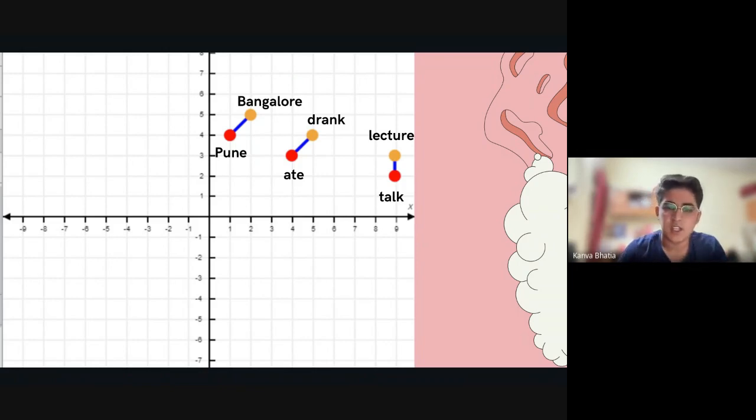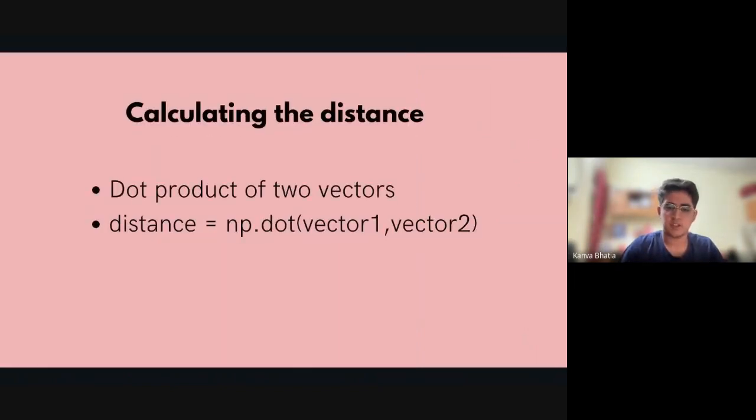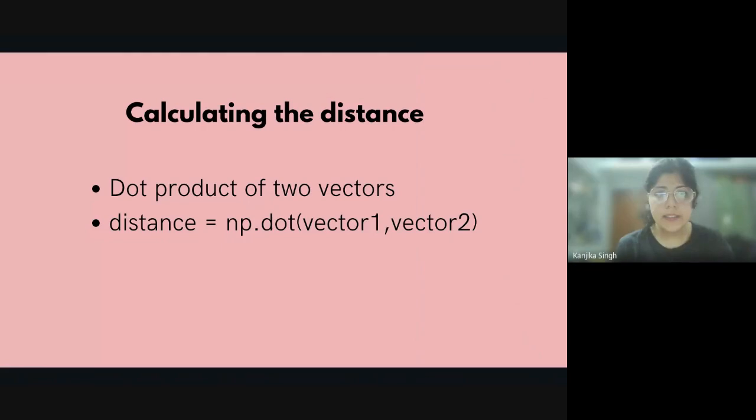Using that only, we can perform text similarity between two pieces of texts or words or tokens or anything. In order to calculate the distance between two vectors, we need the dot product of the two vectors. So distance would be calculated as np dot product of vector 1 and vector 2. Can you move to the next slide? Yeah.